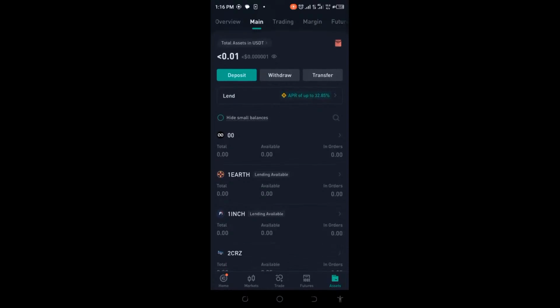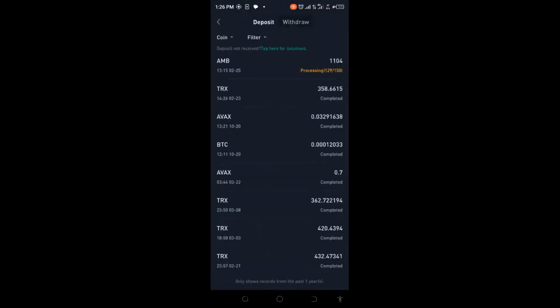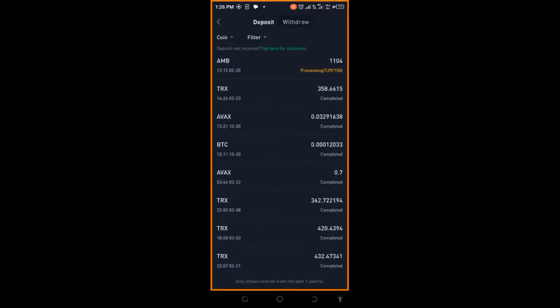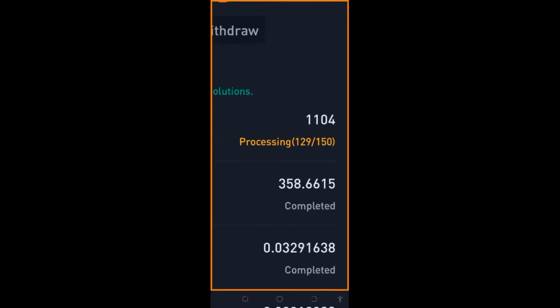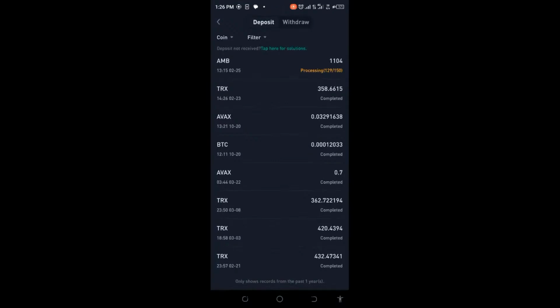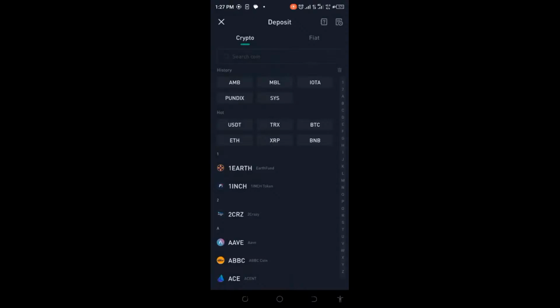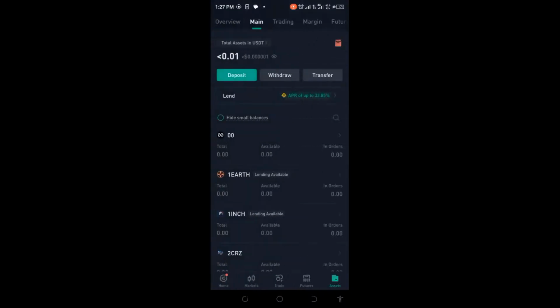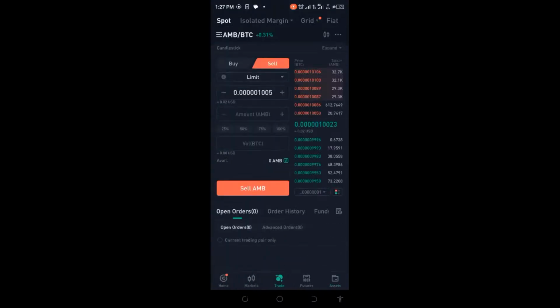While we wait, let's keep our fingers crossed that it doesn't change. I'll be with you once it comes in. I'll give you the results. See you shortly. All right, I just wanted to show you that it's currently processing. We're waiting for it. It currently is 129 out of 150 confirmations, I think. Let's hope this doesn't take too long, because if it does, the price is going to change. And when it comes to spotting signals like this, we want to make sure that it doesn't change.